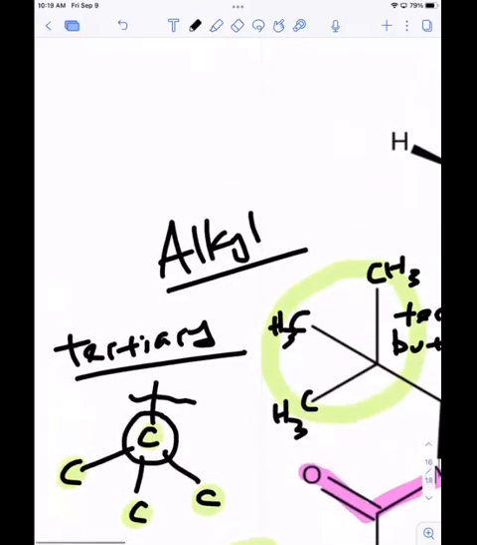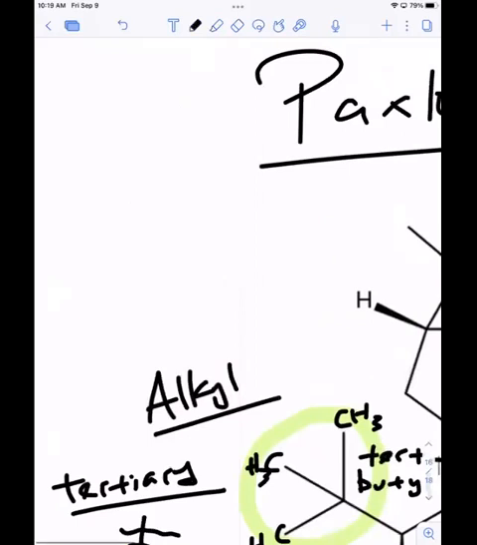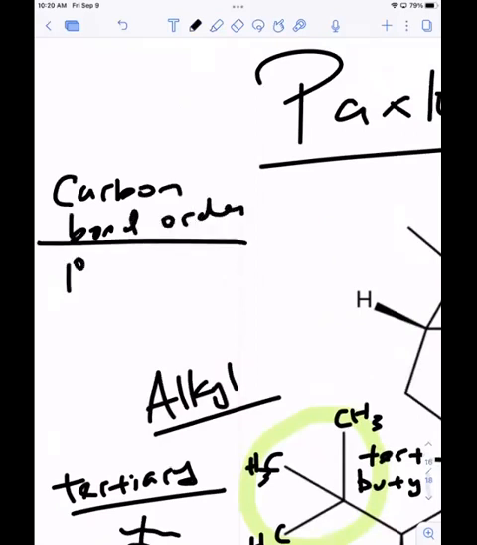When you have a carbon, carbons can be, all right, I'll go ahead and discuss this now. You can have a primary carbon, a secondary carbon, or a tertiary carbon.